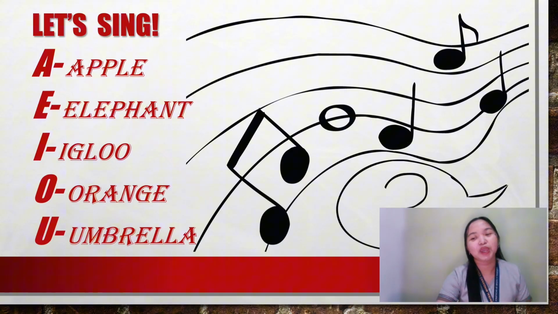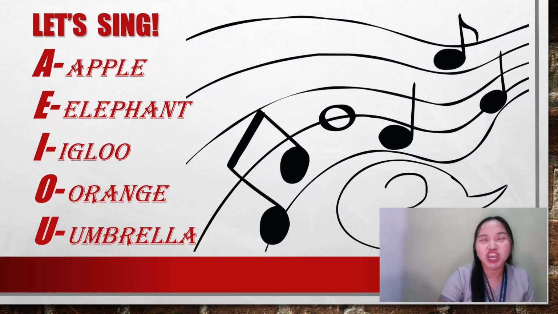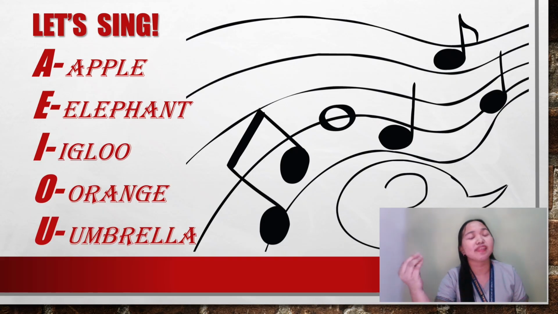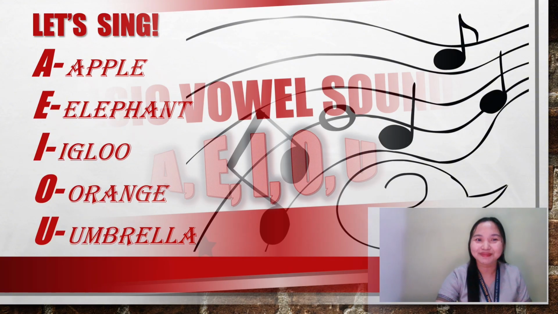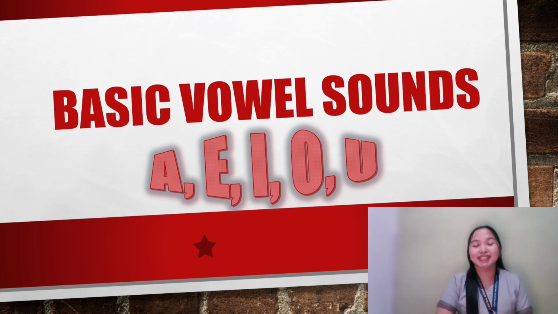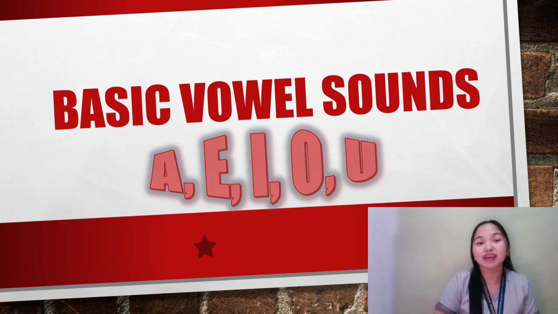Okay, very good. So, after this activity, I want you to analyze or think of what you noticed in our activity. Okay, very good. You noticed that they have different sounds or pronunciation in the vowels. So our topic for today is all about basic vowel sounds: the letters A, E, I, O, and U.